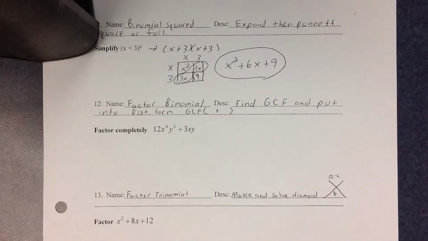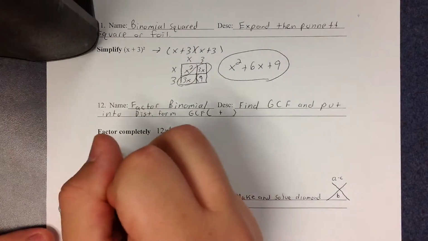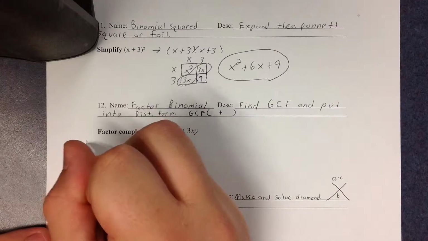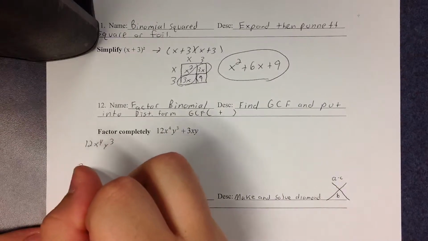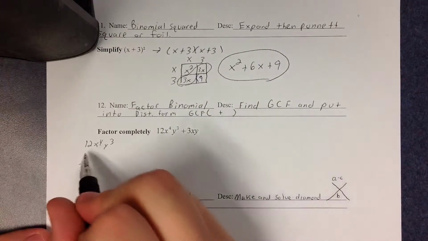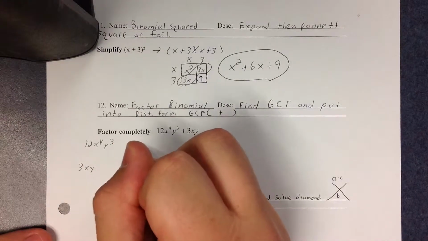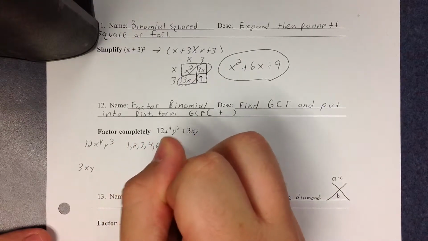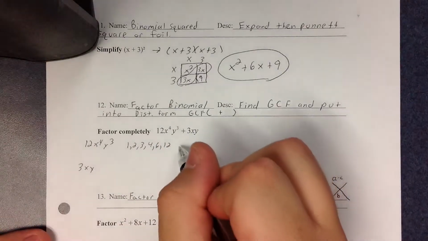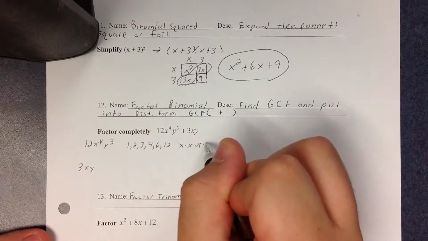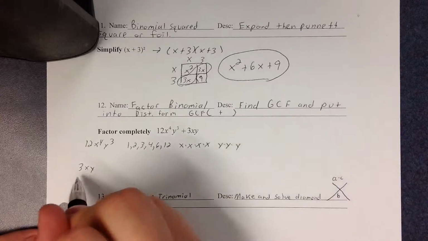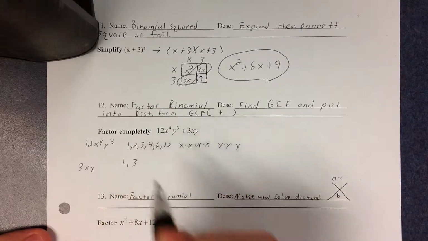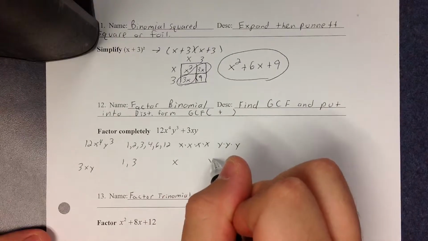Number 12 says factor completely 12x to the fourth y to the third plus 3xy. In order to do that, I need to find the greatest common factor. So I've got 12x to the fourth y to the third, and I've got 3xy. The numbers that go into 12 are 1, 2, 3, 4, 6, and 12. X to the fourth is like 4 x's multiplied by themselves. Y to the third is like 3 y's. The only numbers that go into 3 are 1 and 3. I have 1x and 1y.